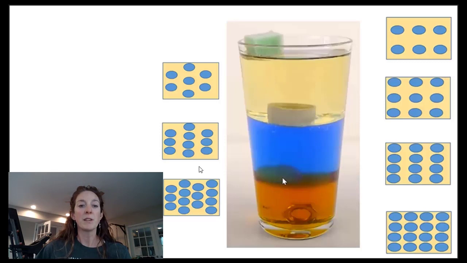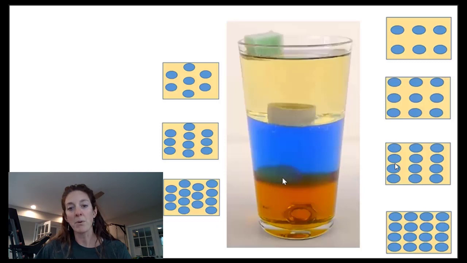So the difference between these three liquids, again, in that same amount of space: the water has fewer particles for the same amount of volume than the corn syrup does. And if I looked at the bolt versus the corn syrup, we can see that the bolt has more particles per volume, so it is more dense than the corn syrup.